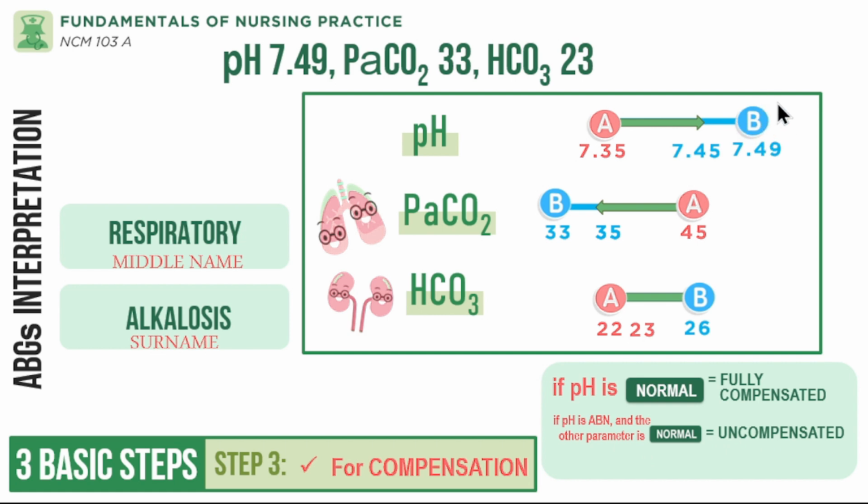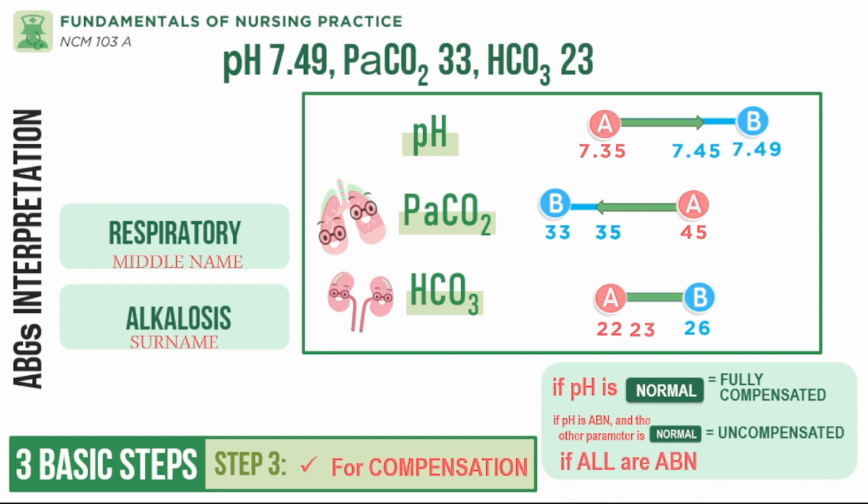So we have here the pH is not normal, okay? And the matching is your carbon dioxide, which is respiratory in nature. So the other parameter that we are trying to look at is our bicarbonate, okay? And it says here on our example that the bicarbonate is on normal level. So we have here uncompensated.